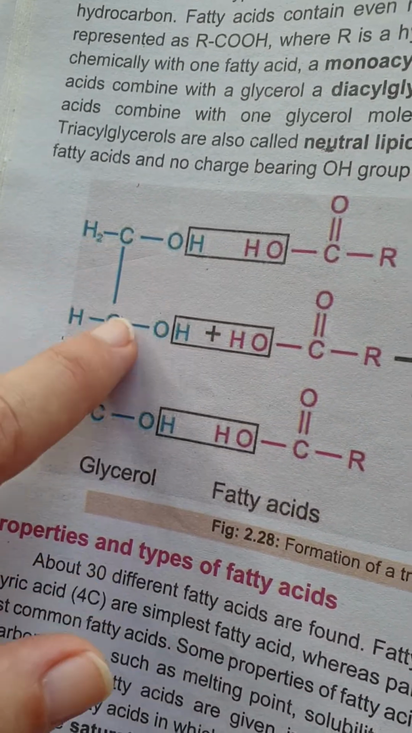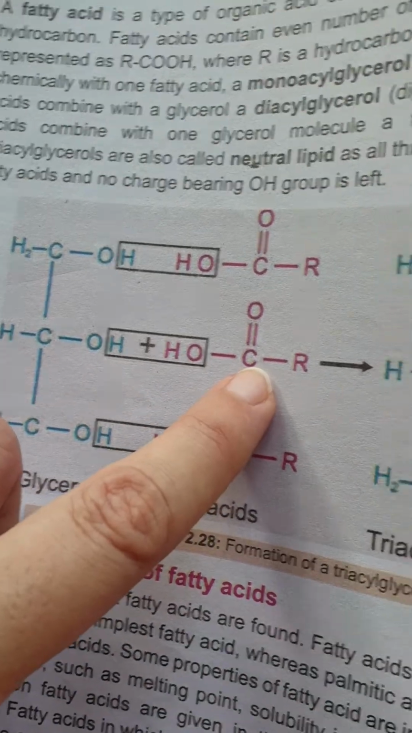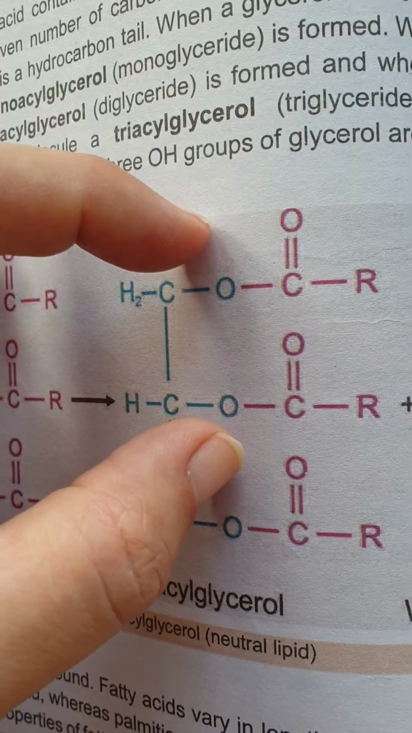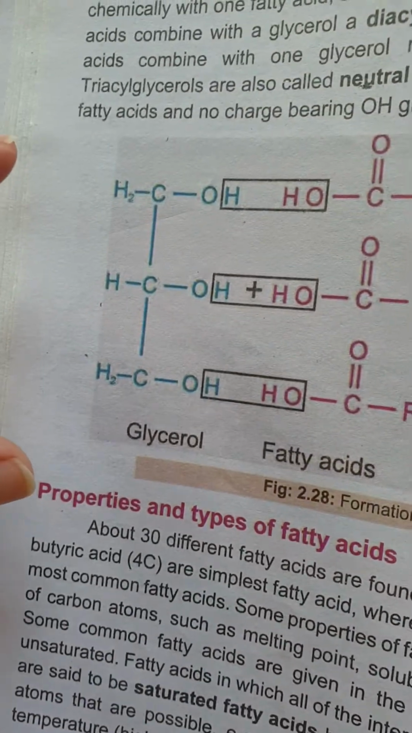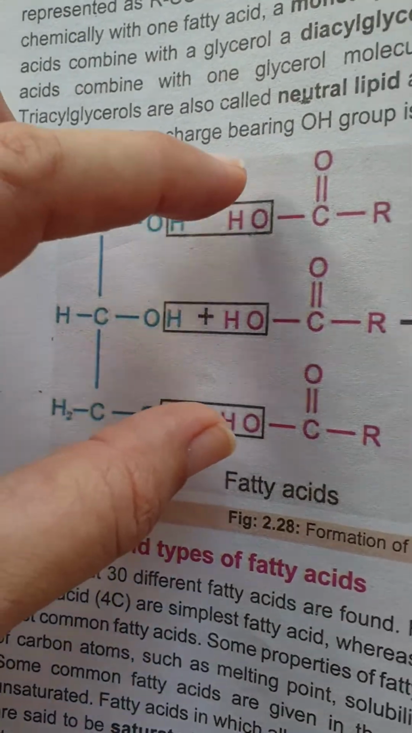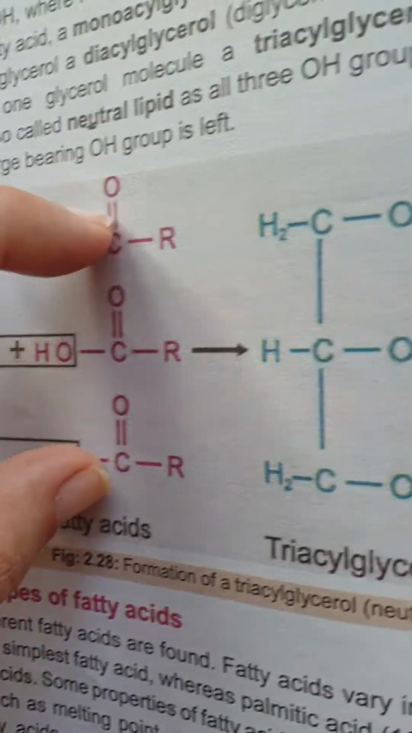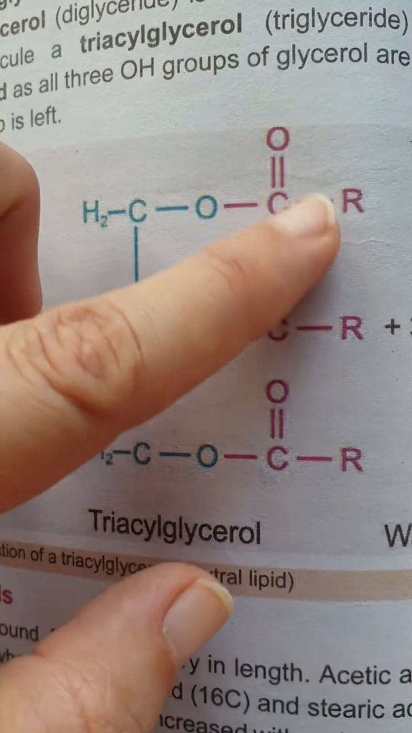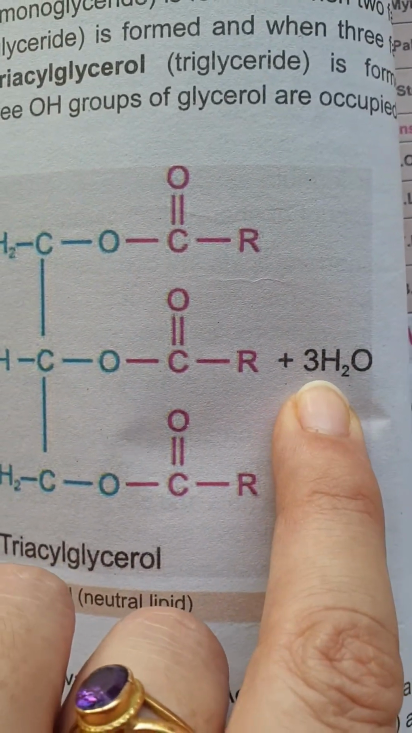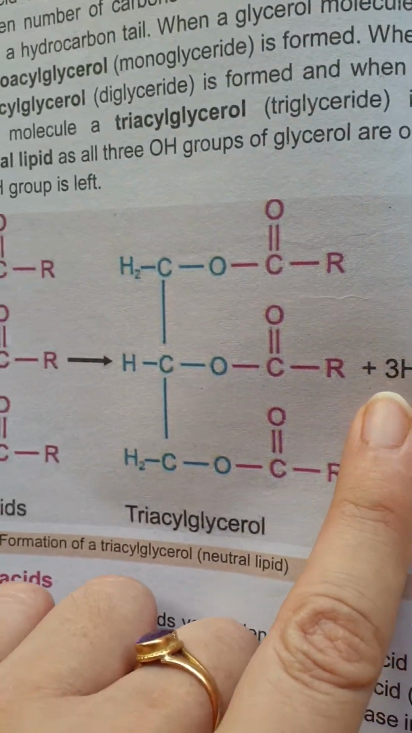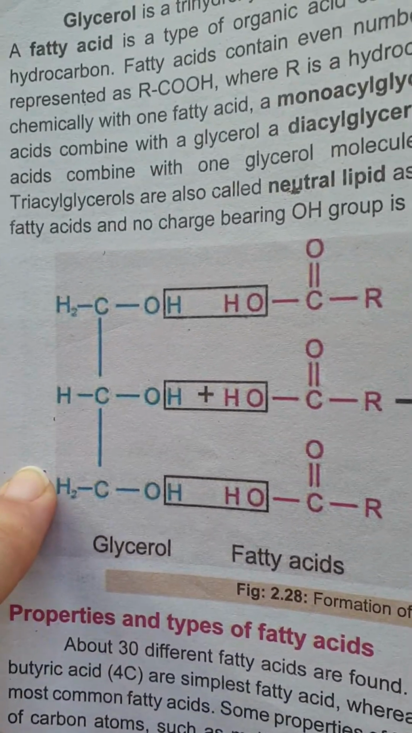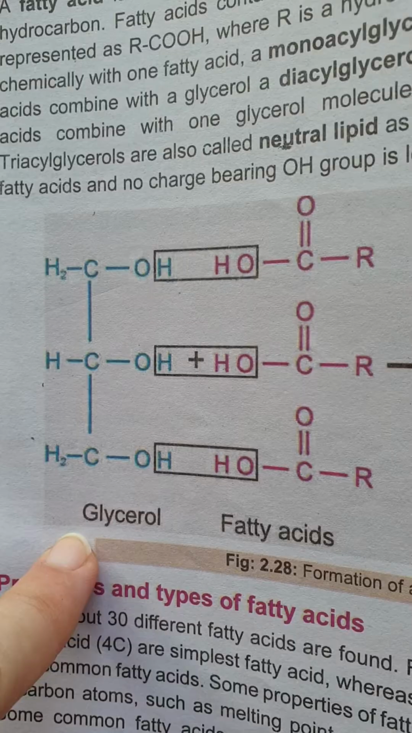When two alcohol groups and two acids combine, it will form diacylglycerol. When the three alcohol groups combine with three fatty acids, it forms triacylglycerol with the release of three water molecules. So acylglycerol is the combination of fatty acids along with glycerol.